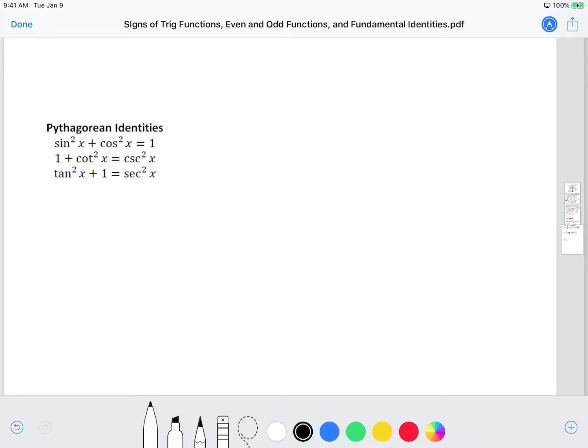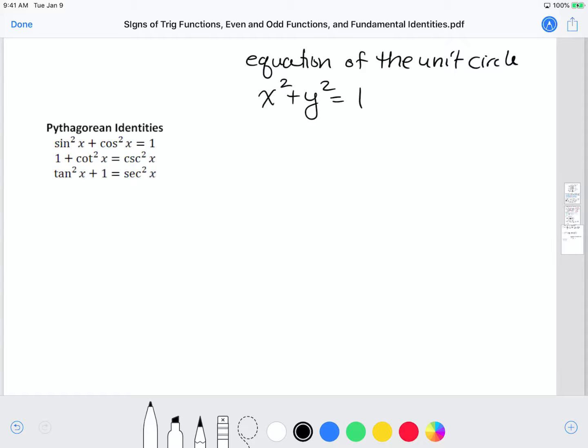Now that we're a little bit more comfortable with trig functions and the fundamental identities, I want to show you where the Pythagorean identities come from and how they're derived. So if we start with the equation of the unit circle, we have x squared plus y squared is equal to 1.